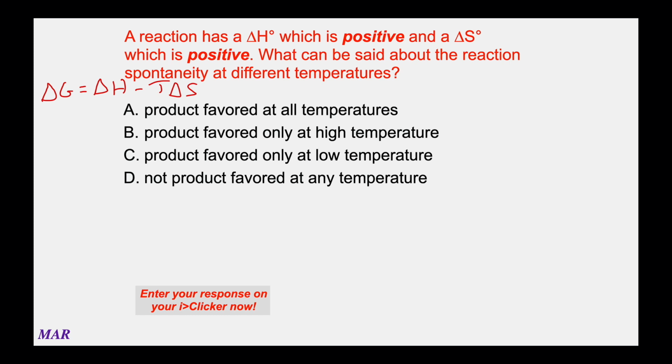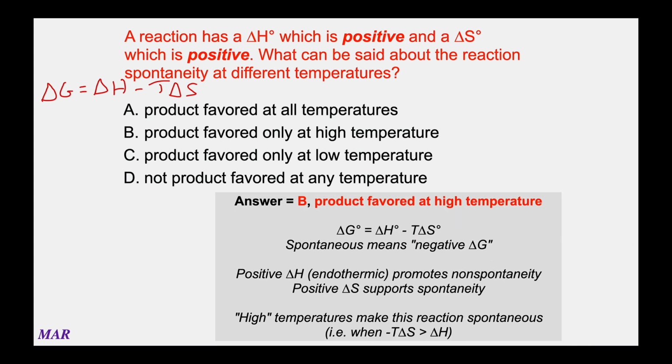So in this problem, delta S wants the reaction to go. High temperatures will make this reaction product favored, all right? Low temperatures will favor the delta H term, which will make the reaction less likely to occur. So positive delta H does not make reaction spontaneous, but positive delta S does support spontaneity. So when you have a higher temperature, negative T delta S will overpower delta H, making the reaction overall spontaneous, i.e. giving it a negative delta G.